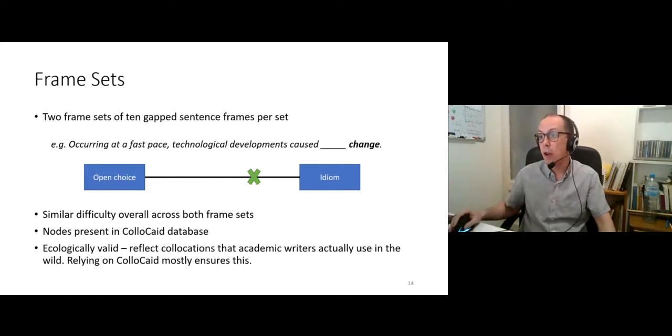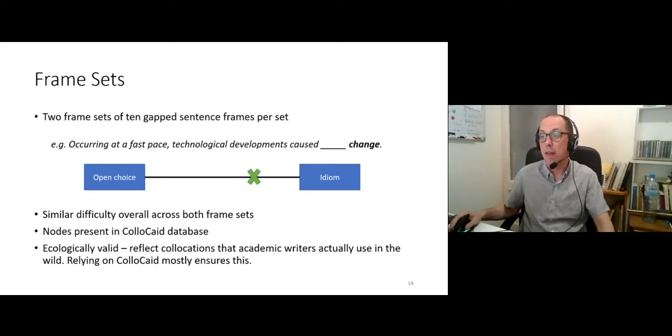Here's an example. Occurring at a fast pace, technological developments caused change. As many of you will know, making these kinds of gap sentences is no easy task. Of course, corpus statistics help. In Sinclairian terms, I think the trick is to not make them too open choice, so the user can't just write any old word in the gap, but also they can't be completely idiomatic either.